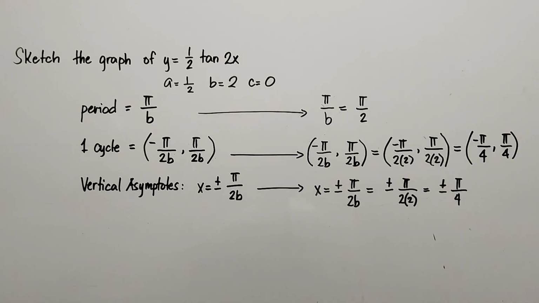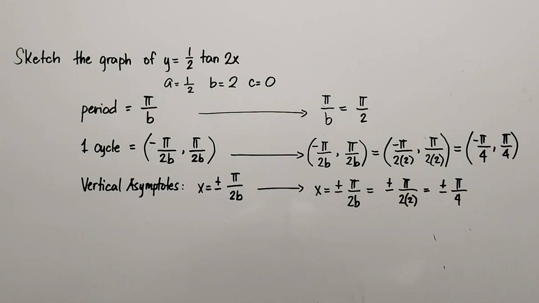For the period, pi over b, the value of our b is 2. Substitute, therefore the period is pi over 2. For the cycle, substitute also the value of our b. That becomes negative pi over 2 times 2 until positive pi over 2 times 2. Therefore, the one cycle of this graph is from negative pi over 4 until pi over 4. And the vertical asymptotes, which are positive and negative pi over 2b, in this one cycle are positive and negative pi over 4.